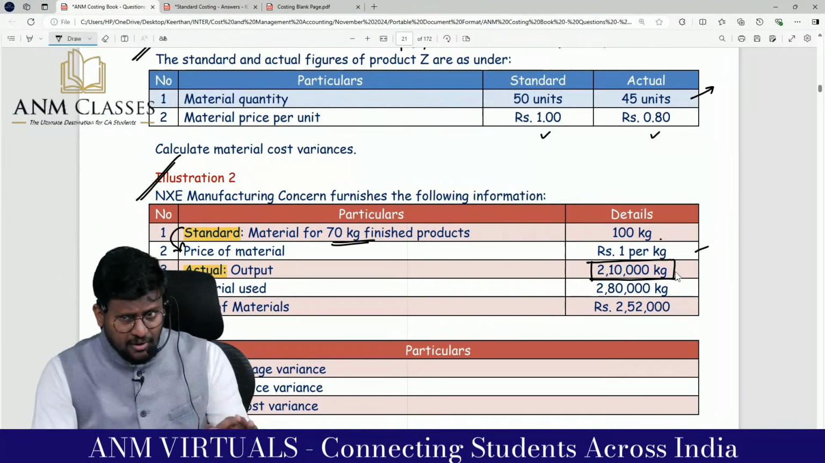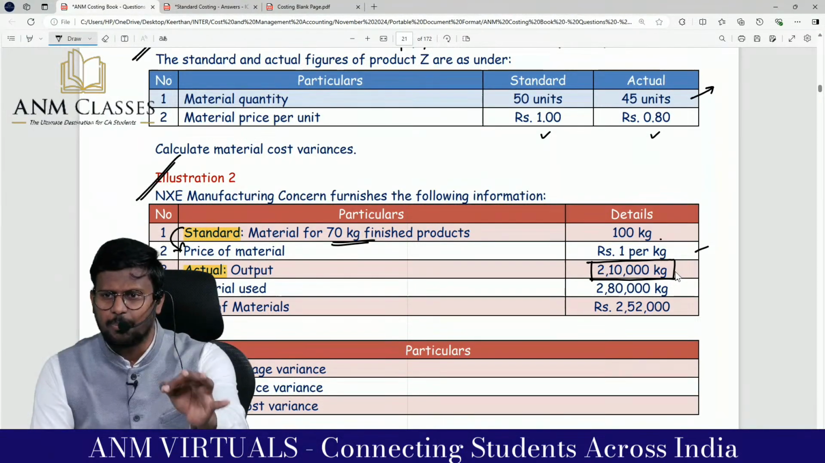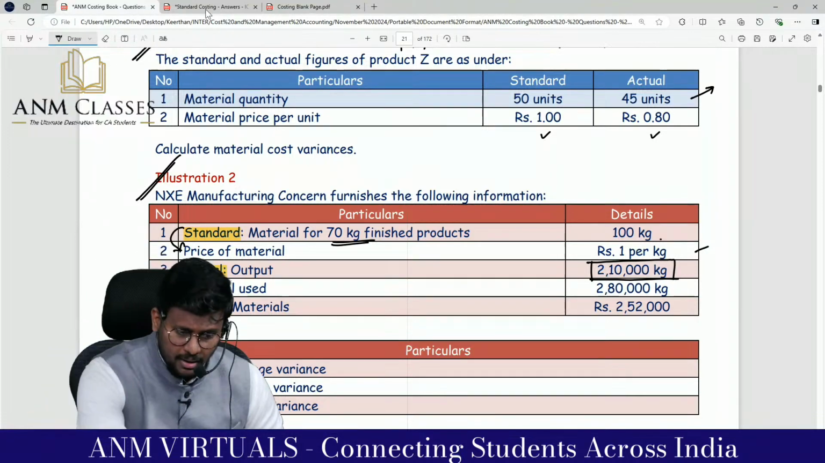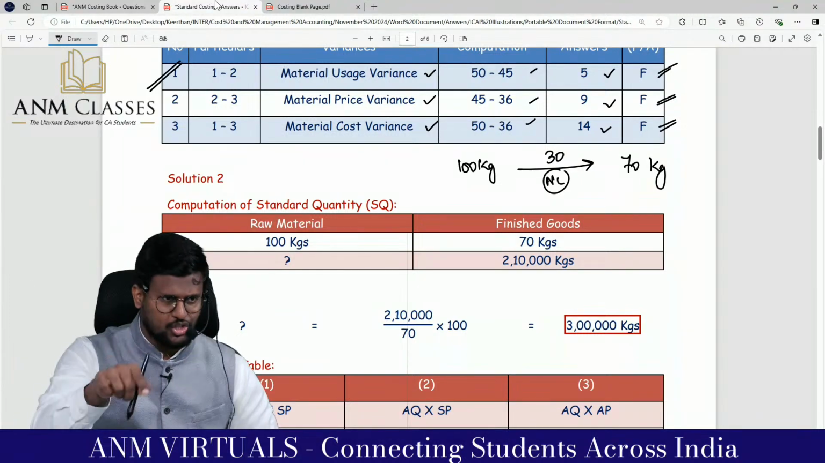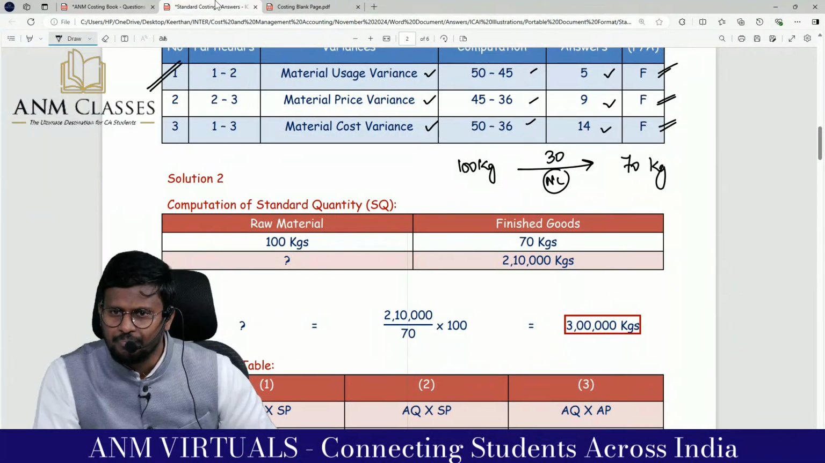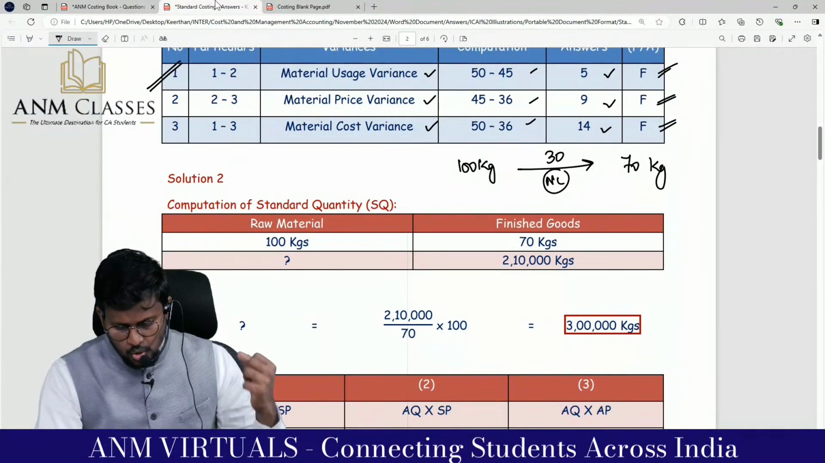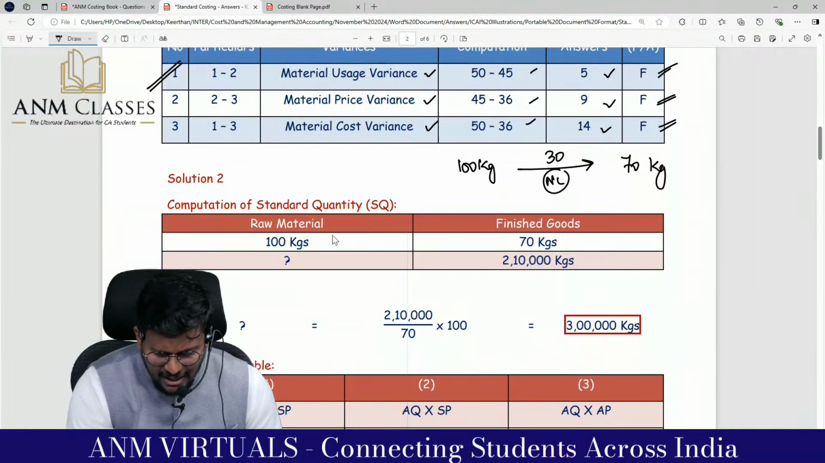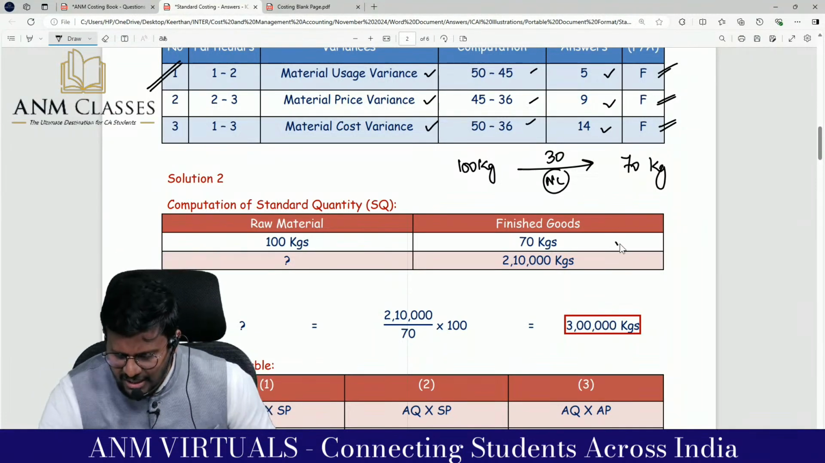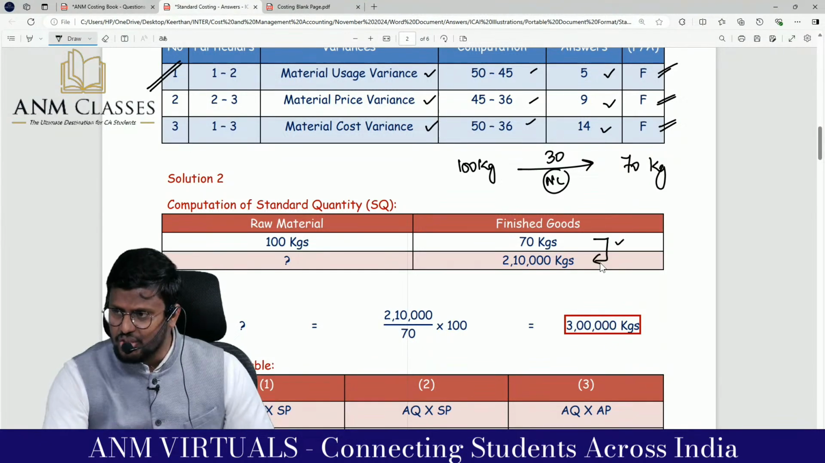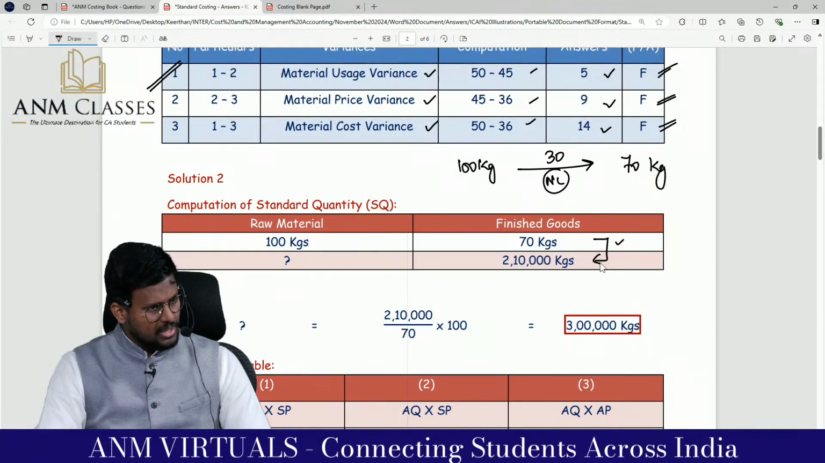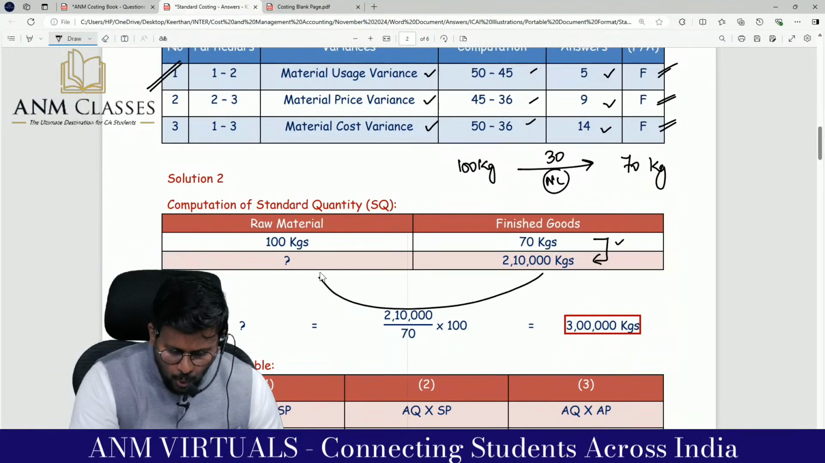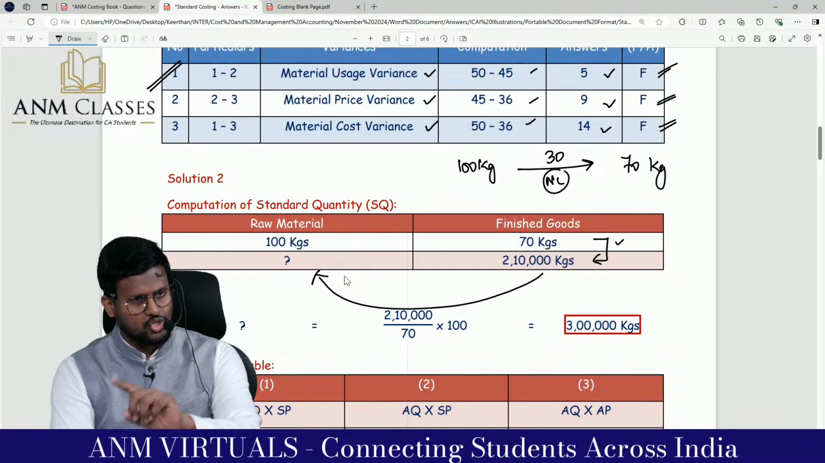2,10,000 kg came out, that will be 70%. So what should have been my input is the question. That's the standard quantity. If 100 kg is put in, 70 kg comes out. So this 2,10,000 kg is equal to 70 kg. Right? So my question is, what should be the 100 kg?